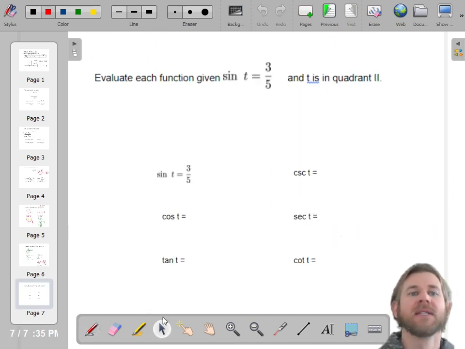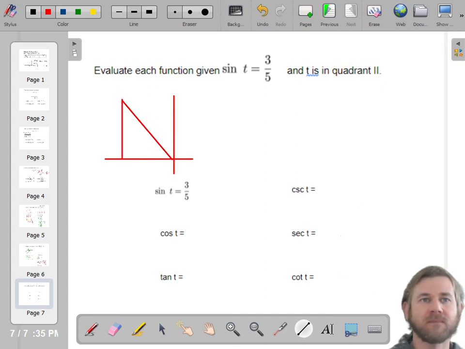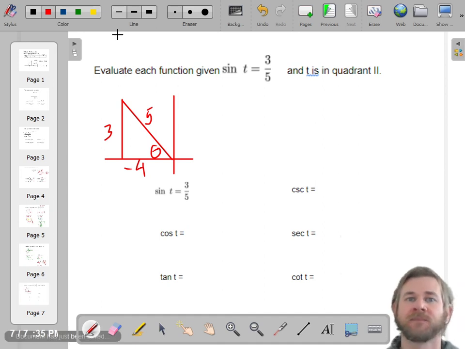One more, sine is 3/5, and you're in quadrant 2. Okay, quadrant 2, gotcha. I feel like we did one like this earlier. Sine is opposite over hypotenuse. This is the Pythagorean triple. That's got to be 4, and it's negative in the second quadrant. X is always negative in the second quadrant.